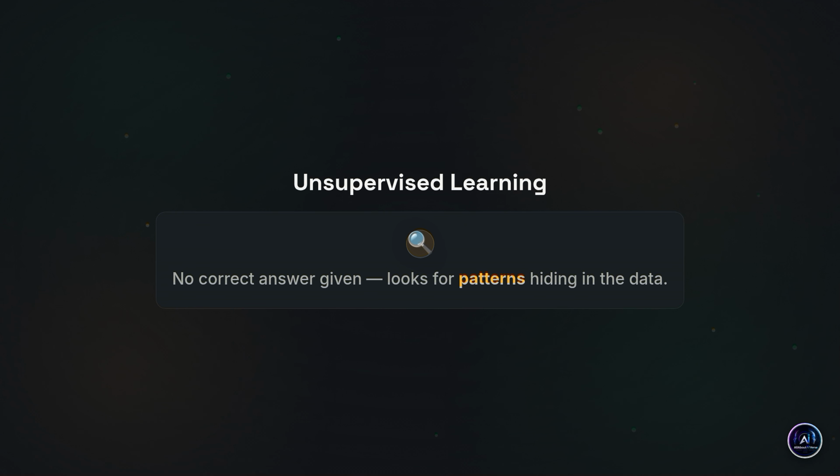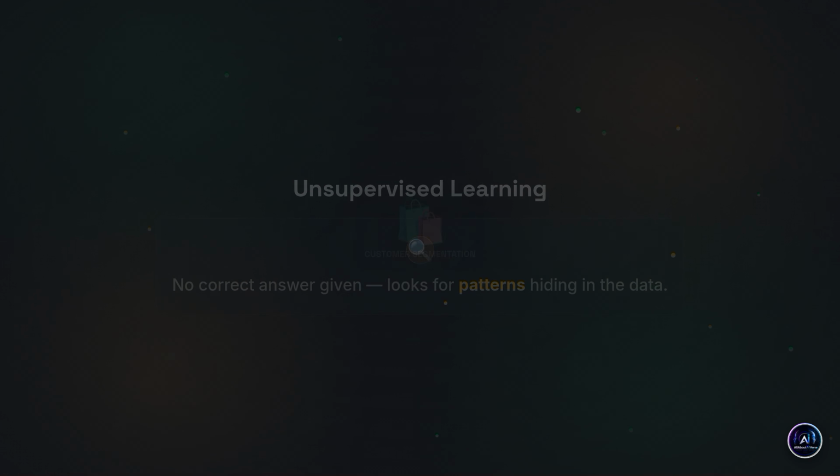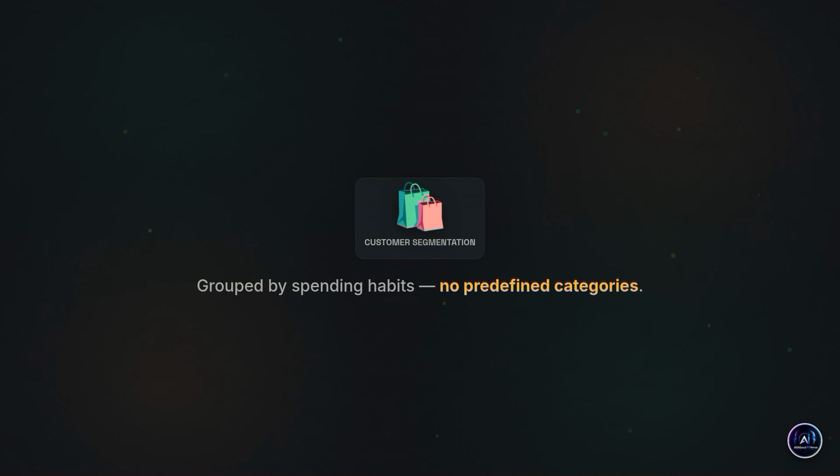There are no labels. The algorithm just looks for structure or patterns hiding in the raw data on its own. Real example: grouping customers into segments based on their spending habits, with no predefined categories handed to it in advance. The algorithm decides what the natural groups even are.